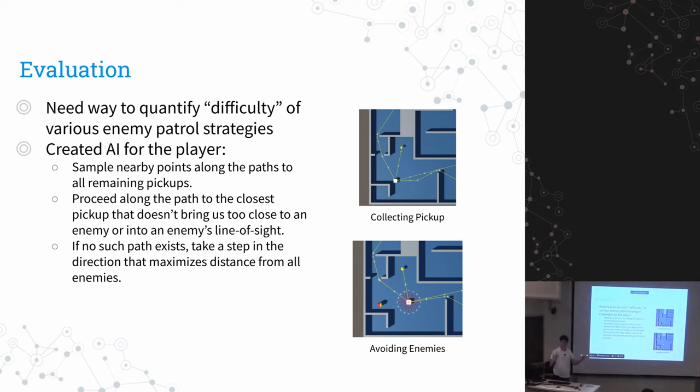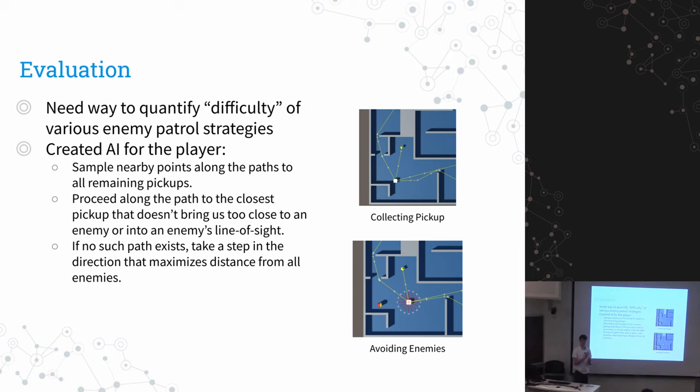So we've created a player AI that we can run against these techniques and see how it performs. What this AI does is determine paths to all the pickups, and along these paths, it samples points. For each point, it determines the distance from that point to enemies, and whether that point can be seen by any enemy. If it's too close to a nearby enemy, or if it can be seen, that path is declared unsafe, and it will go down another path.